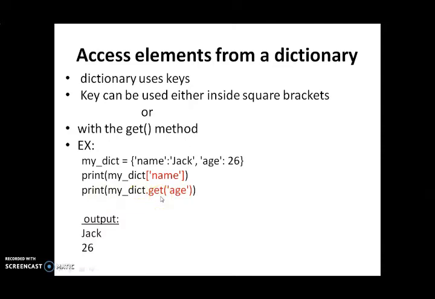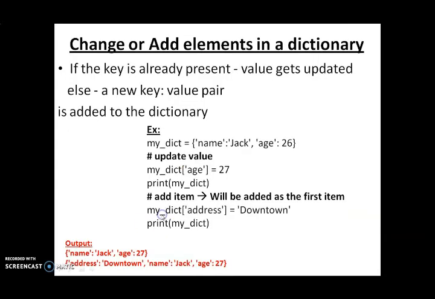Here we are using the get method. So get of, we are using this key. Age is the key, so I have given here as age. Now, if you execute this code, you will get the output Jack 26, where this name gives the output Jack, and this get of age gives the output 26.